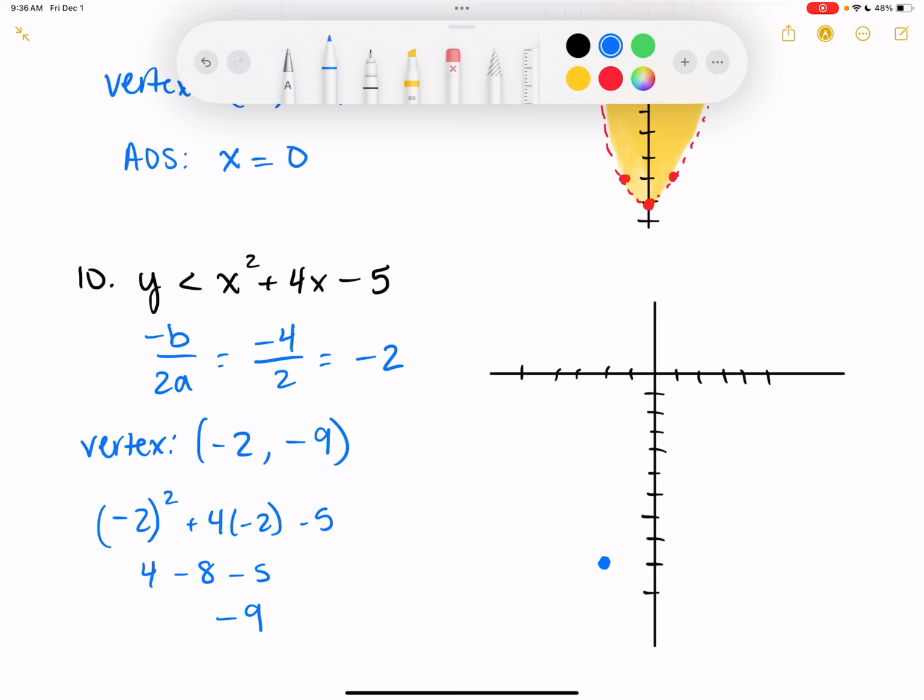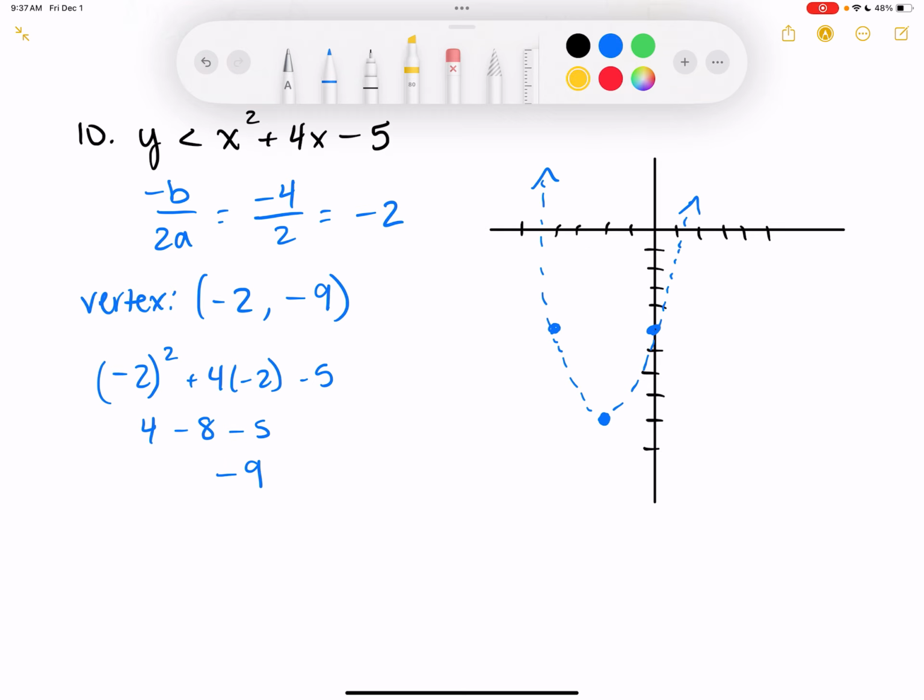Then I need to find another point, so I'm going to use 0. So that's 2 away. So 0 would be at -5. So then 2 away on the other side. Now, is this one solid or dotted? Dotted again. Now this one is less than, so I need to go where y is smaller. So y is smaller outside of the parabola. So that means I'm shading out here.